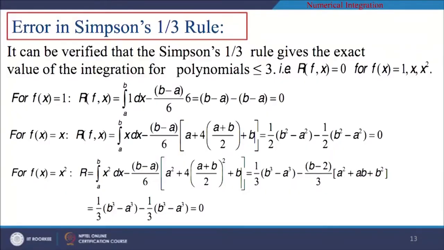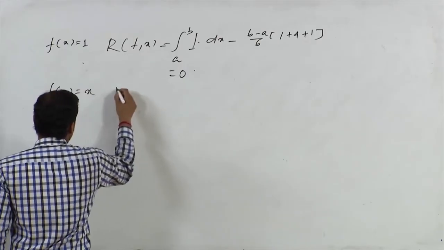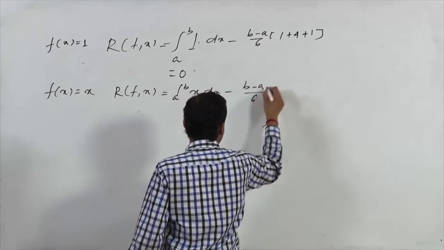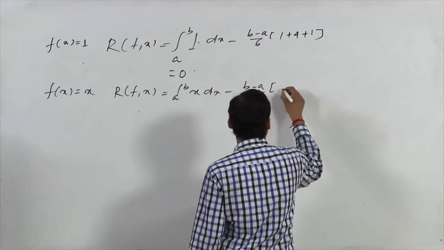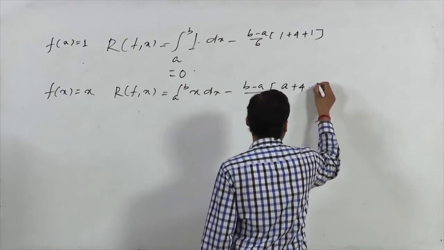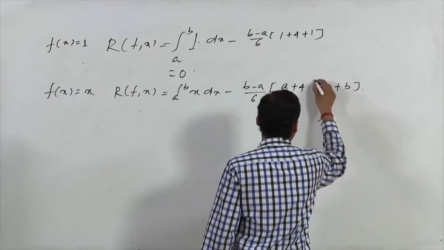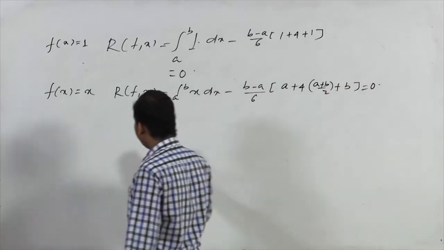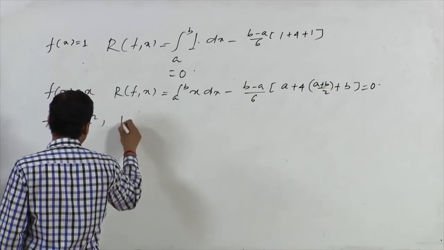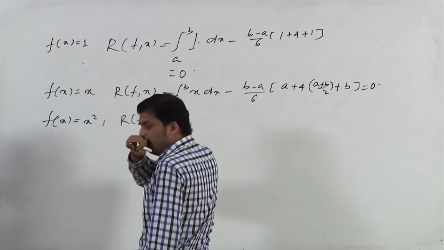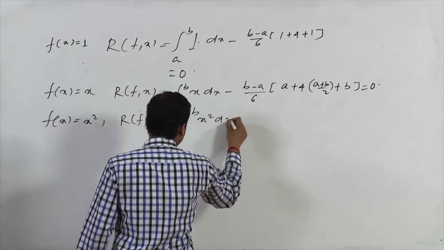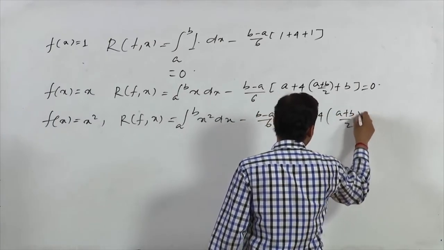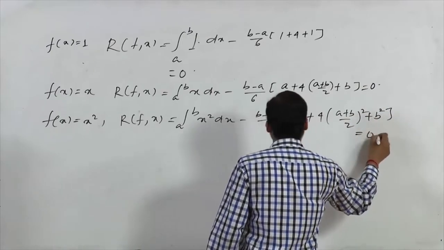Similarly, if you consider f of x equals to x, r of f of x can be written as the integral from a to b of x dx minus b minus a by 6 times a plus 4 times (a plus b) by 2 plus b here. So, this will obviously give you also a 0 value. Similarly, if you consider f of x equals to x square, this can also be written as r of f of x equals the integral from a to b of x square dx minus b minus a by 6 times a square plus 4 times ((a plus b) by 2) whole square plus b square. This will also give you 0 value here.